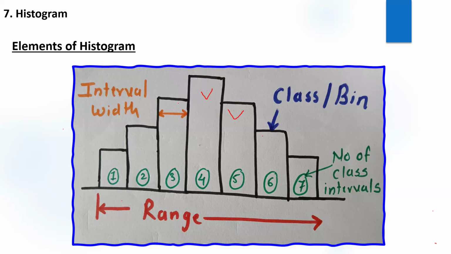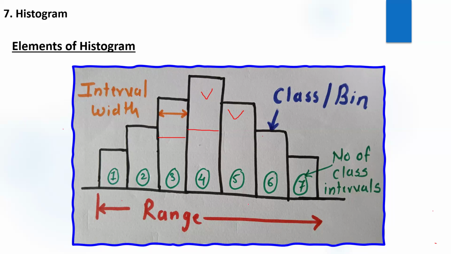Okay. Then this is called interval width. These are all called interval width, and it is always the same. The interval width is the same. This is called a class or bin. This is called a range.